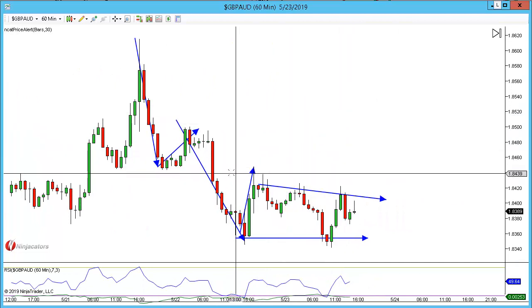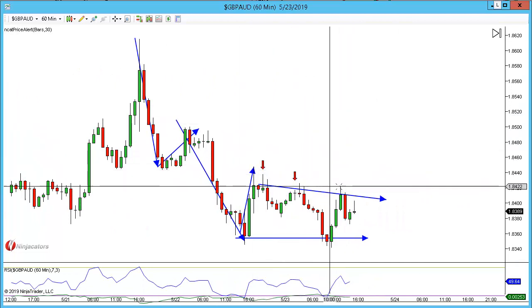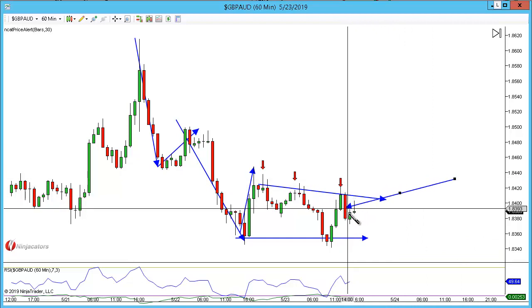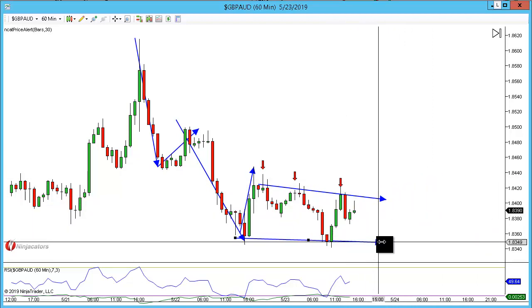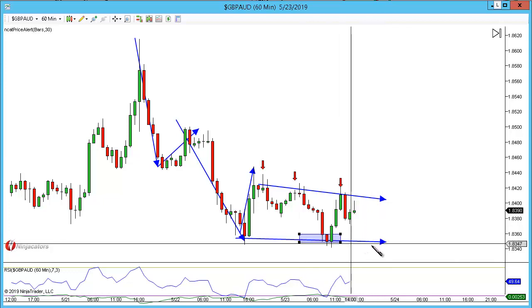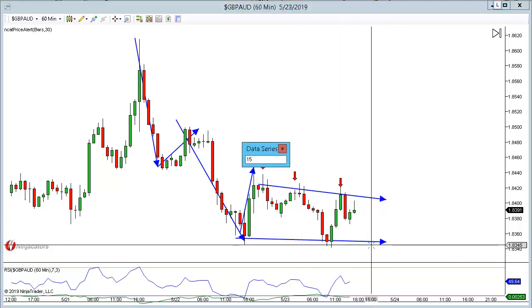So we've come up here for a test, we've come up here for a test again. We've now had a lower, lower, lower close. As a minimum, I would expect price to come down to this level just here. Let's go and take a look at the 15.